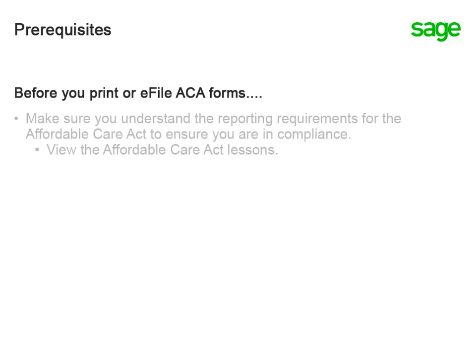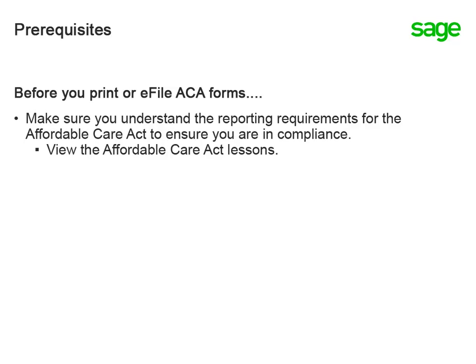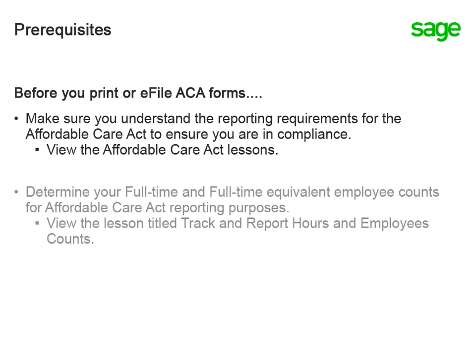Next, you'll want to make sure you're up to speed on the reporting requirements for the Affordable Care Act. This is to ensure you prepare and submit the correct forms and information to the IRS and your employees. One of the factors that will help you determine which Affordable Care Act forms you will be required to submit and what information needs to be included on them is to determine the number of full-time and full-time equivalent employees at your company. Use the ACA reports in payroll to determine these counts.